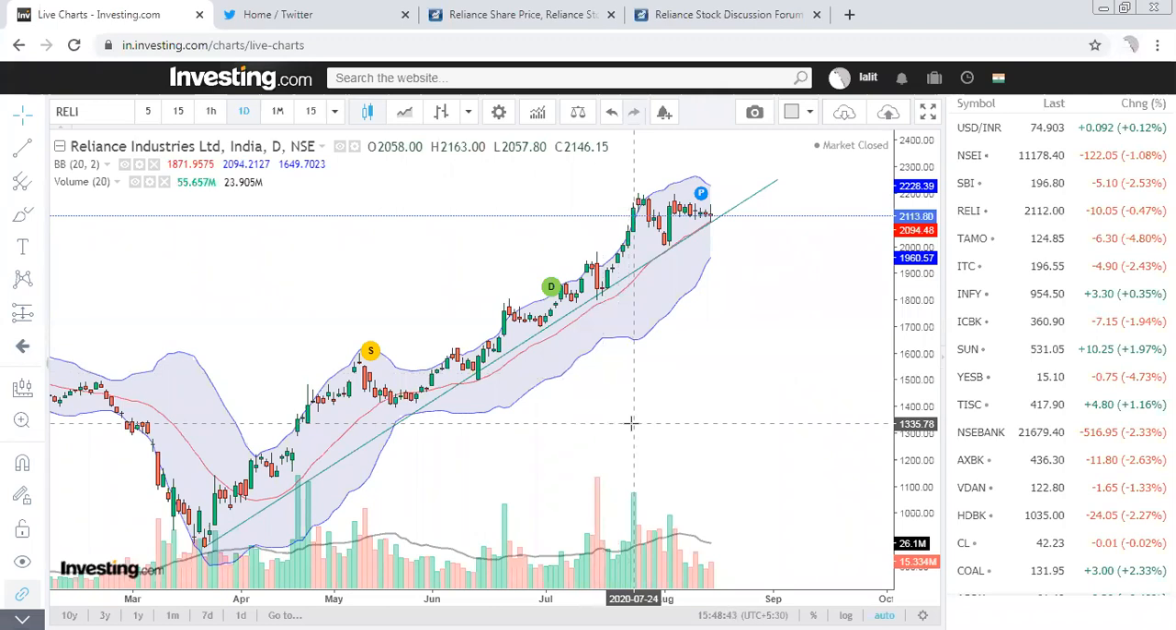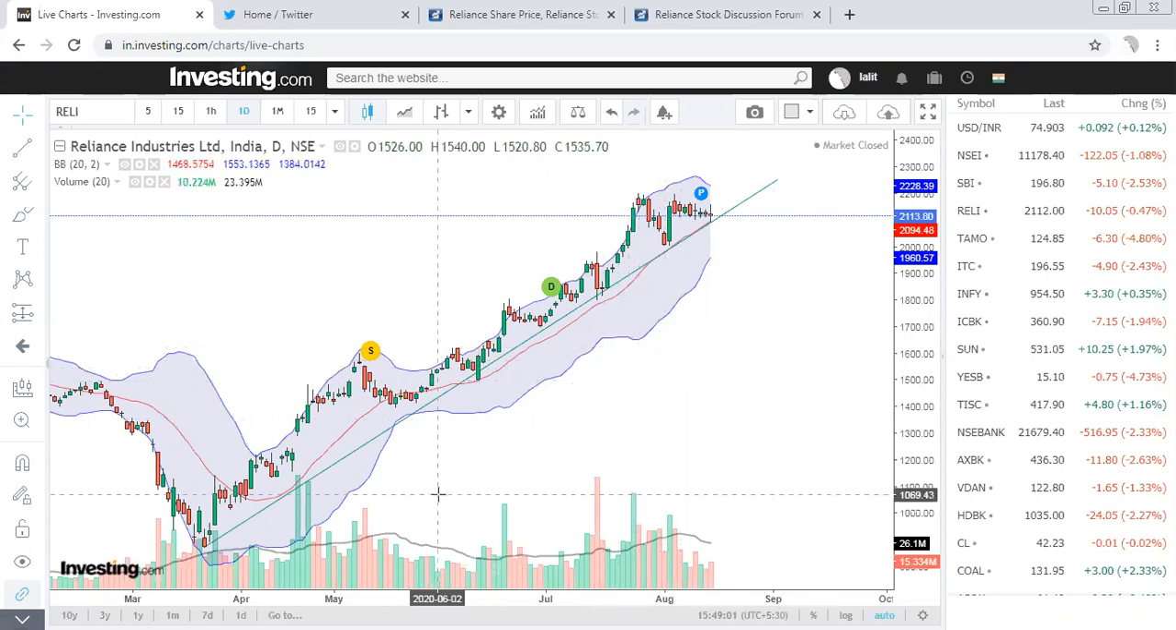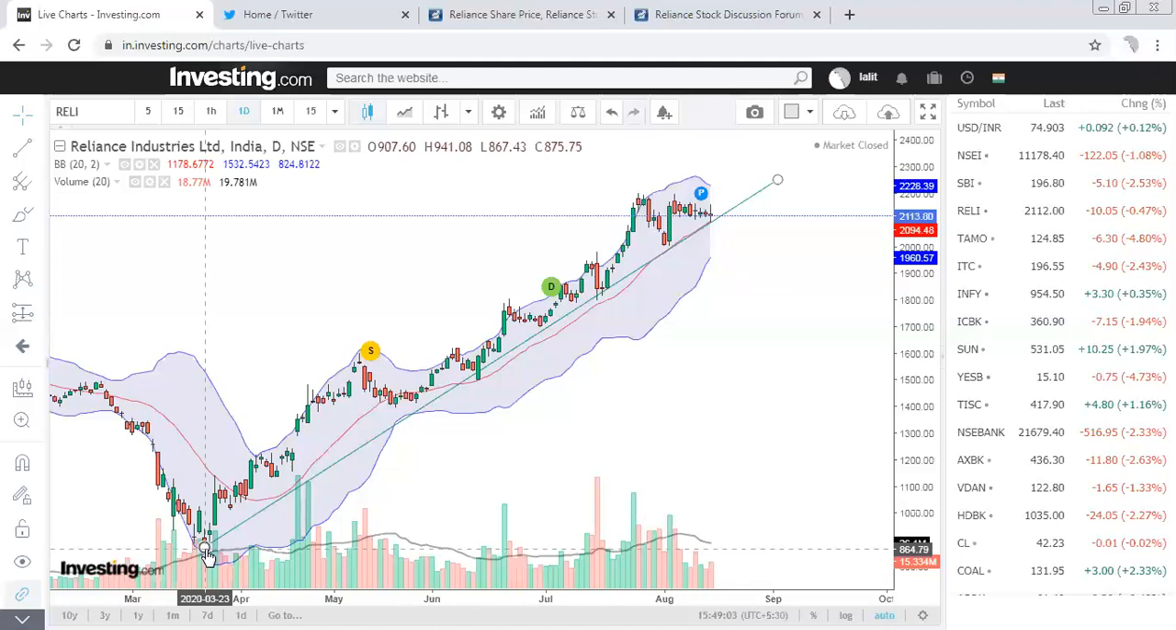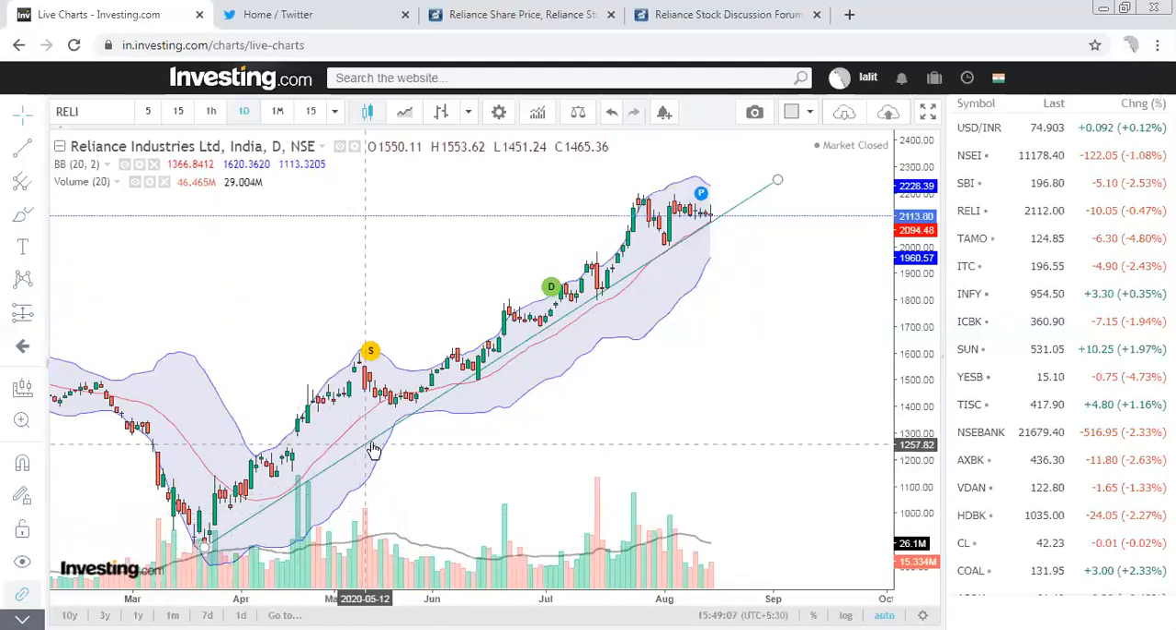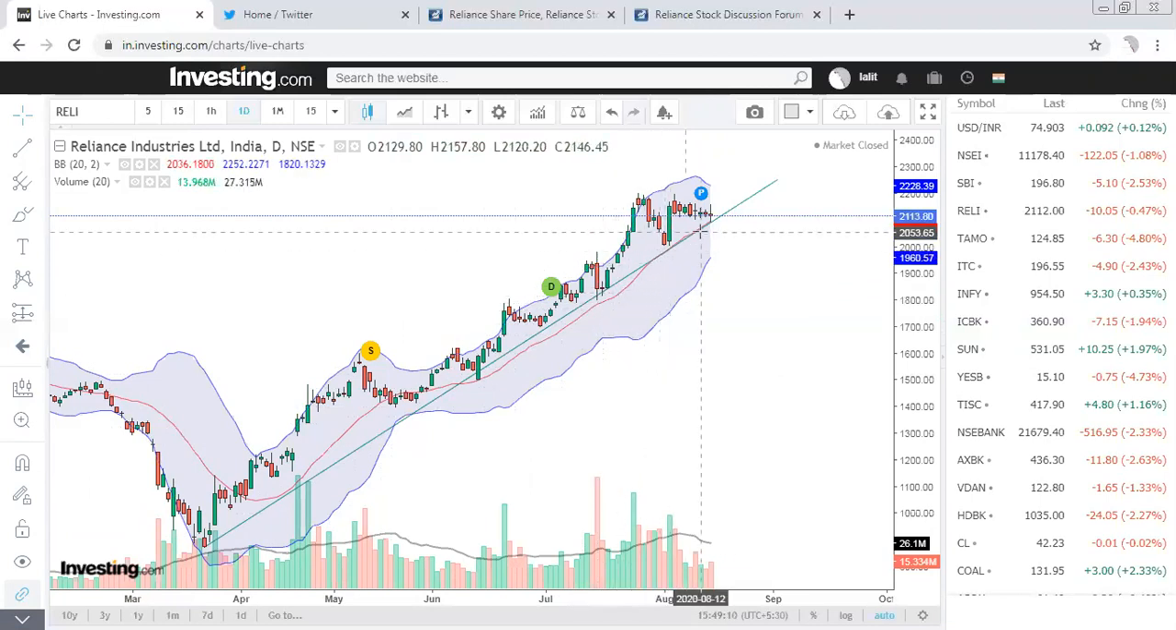Hi, today we will be analyzing Reliance Industries for its technicals, and we'll see how it matches with the fundamentals over weekly, daily, and monthly trends. So what I have here is the daily chart of Reliance. You see, since the low in March, Reliance has been taking support at around this trend line here, which is close to the 20-day moving average.